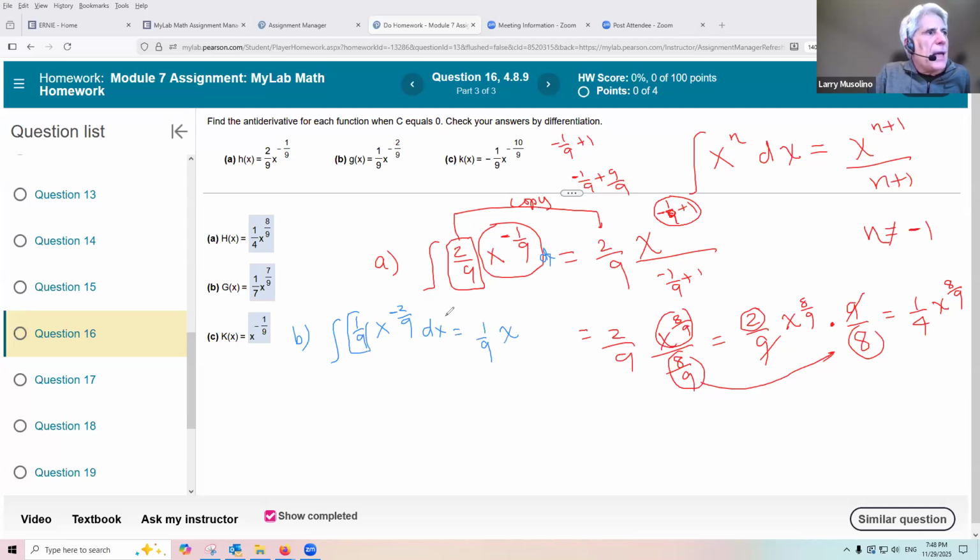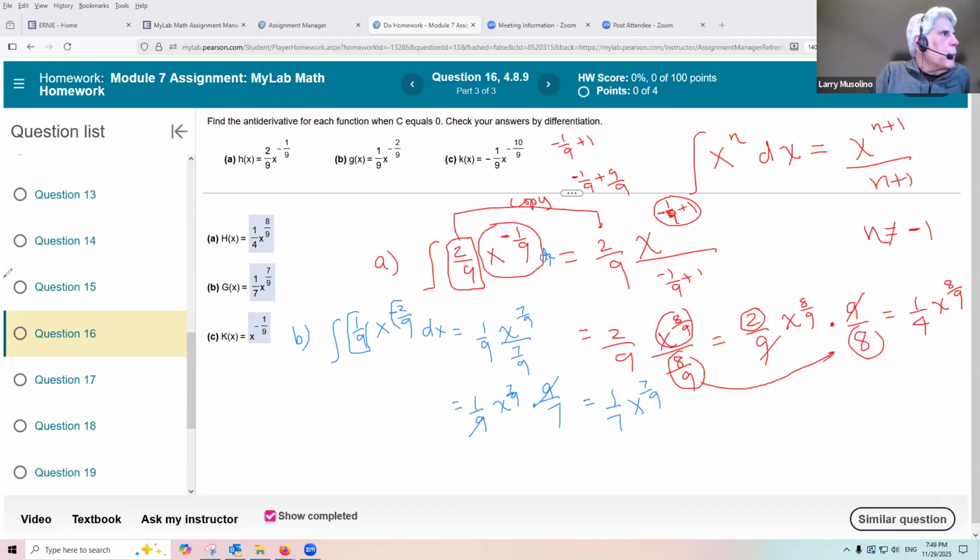Now we're going to add 1 to this exponent, -2 over 9. That's going to be 7 over 9 divided by 7 over 9. Well, again, I'm going to take that bottom fraction and change it to be multiplication and flip it upside down. 9 cancels top and bottom, so it looks like we have 1 over 7 x to the 7 over 9.